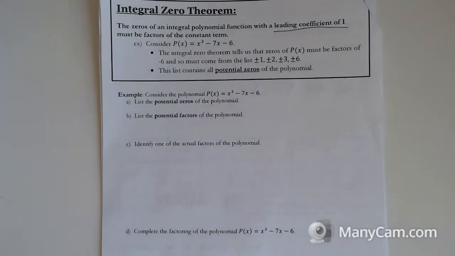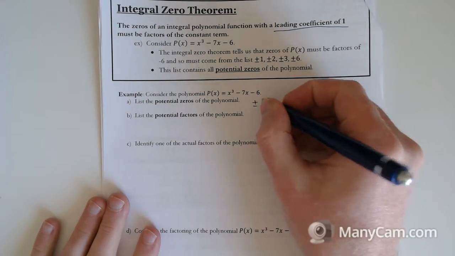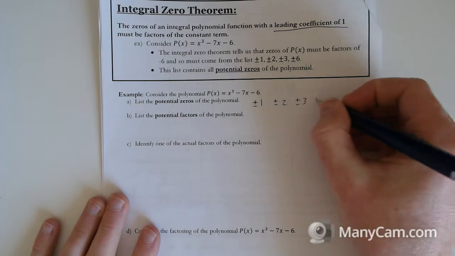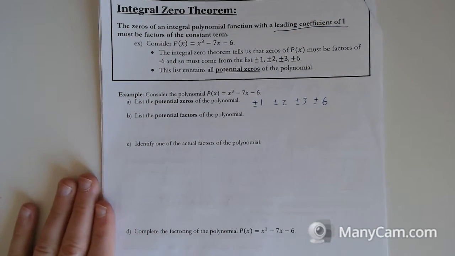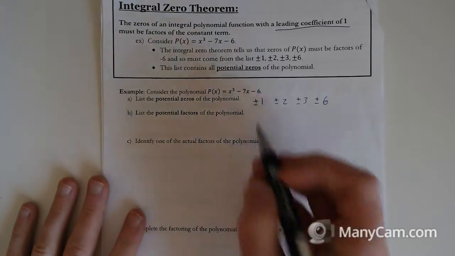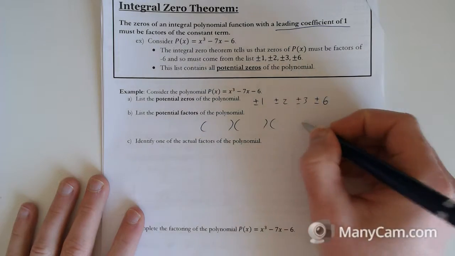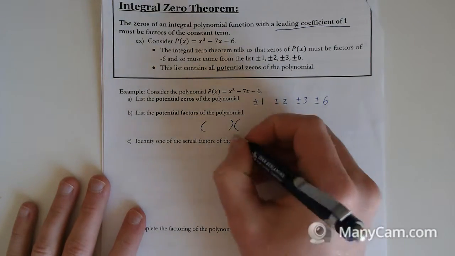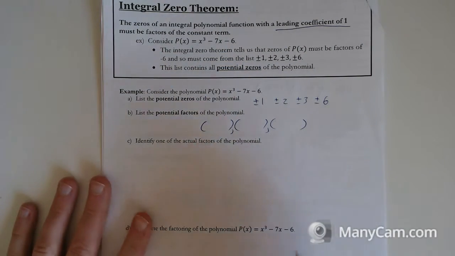Anyway, consider this polynomial. List all the potential zeros. Well, it's positive or -1, positive or -2, positive or -3, positive or -6. These are our potential ones. List the potential factors. This means that you will be writing it in factored form. It might not contain all of these, but some of these will be factors. So I should put commas. This isn't actually factored form. This is just a list of possibles.